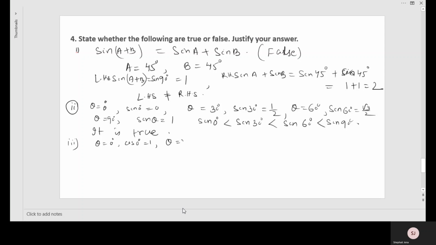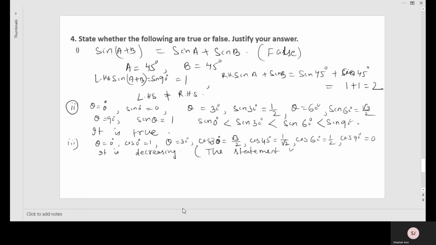If theta is 30 degree, cos 30 is how much? Root 3 by 2. If theta is 45, cos 45 is 1 by root 2. Cos 60 is 1 by 2. Cos 90 is 0. That means it is decreasing. It is not increasing. It is decreasing. So the statement is false.